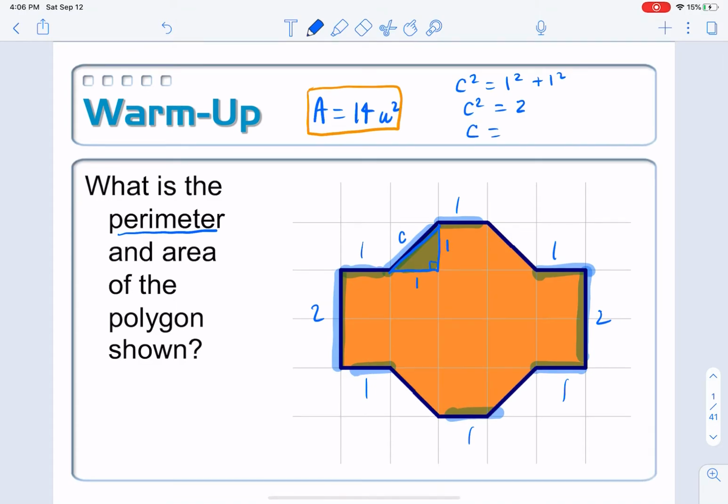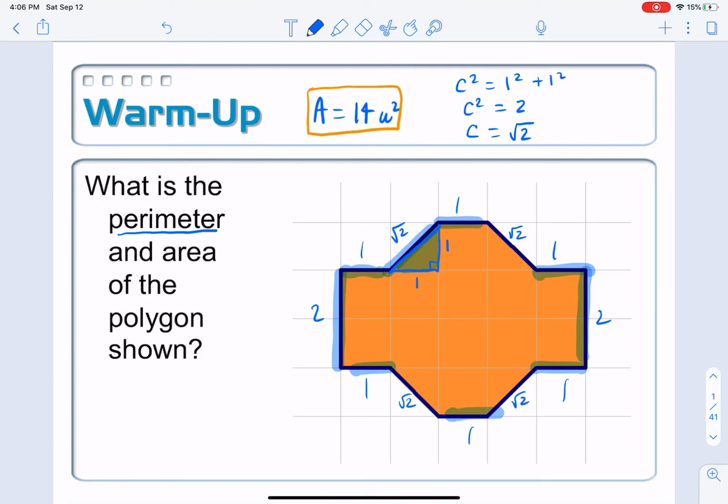And always the last step here is to take the square root. As we've talked about before, when I take the square root, I should have 2 answers, a positive and a negative, but a negative length for that segment doesn't make any sense. So we're just going to choose the positive one. So I'm going to get rid of that c, and all of the slanted sides, I'm going to put a square root of 2. Okay, so now I'm ready to find the perimeter.